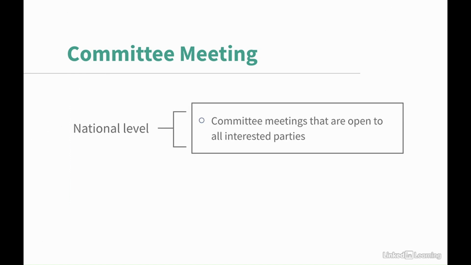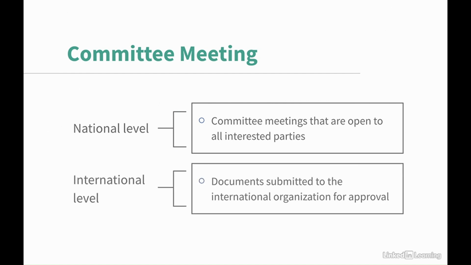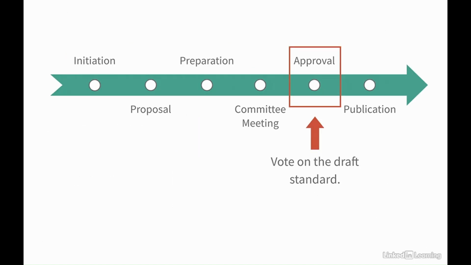At a national level, committee meetings are open for all interested parties, and document drafts are also made available and usually reviewed periodically. In cases where there is an international standards committee working, these documents can be submitted to the international organization for international committee approval. During this stage, a vote on a draft standard by the committee members occurs.